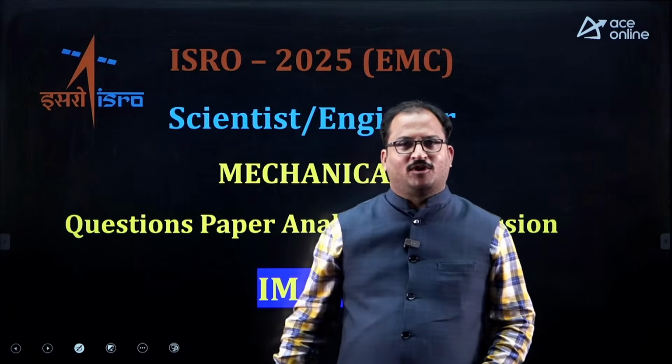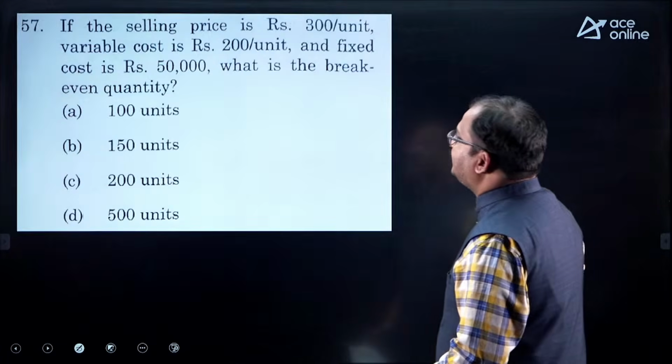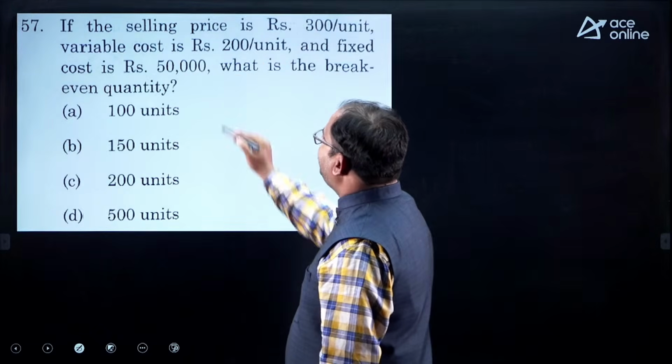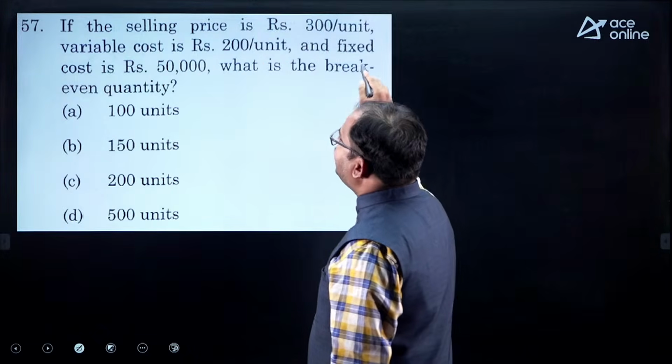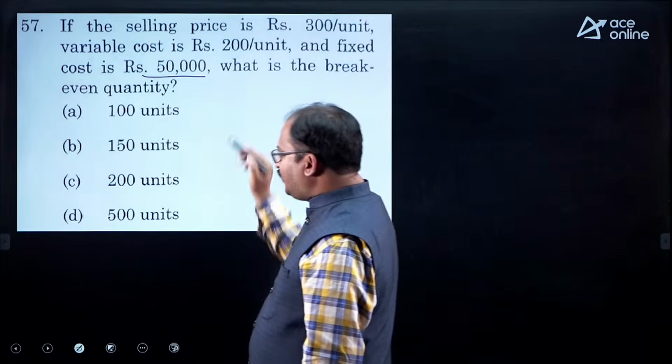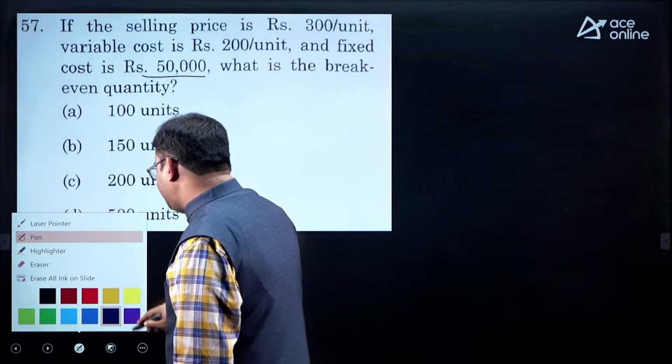Now let's discuss IM war questions. The first question is this: if the selling price is rupees 300 per unit, variable cost is 200 per unit, and fixed cost is rupees 50,000, what is the break even quantity? This is a very simple question, dear students.